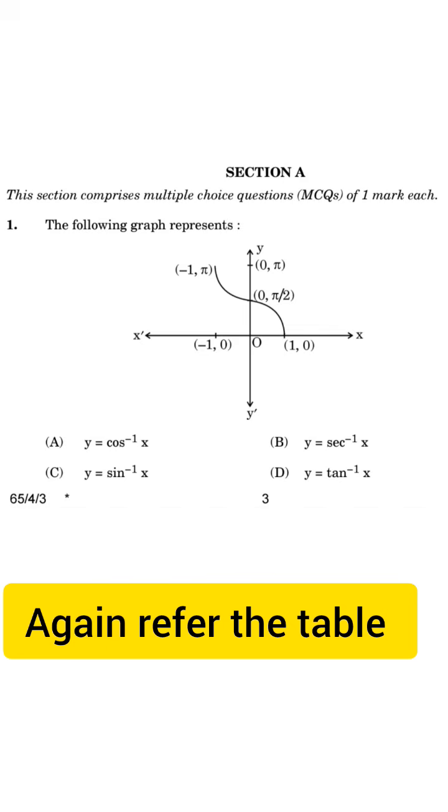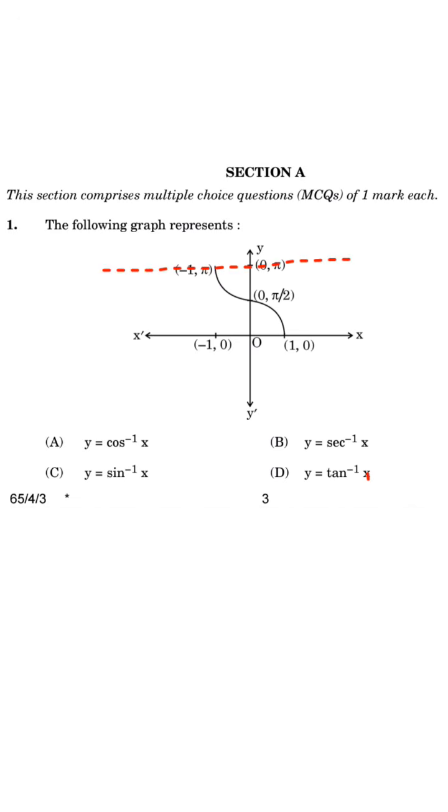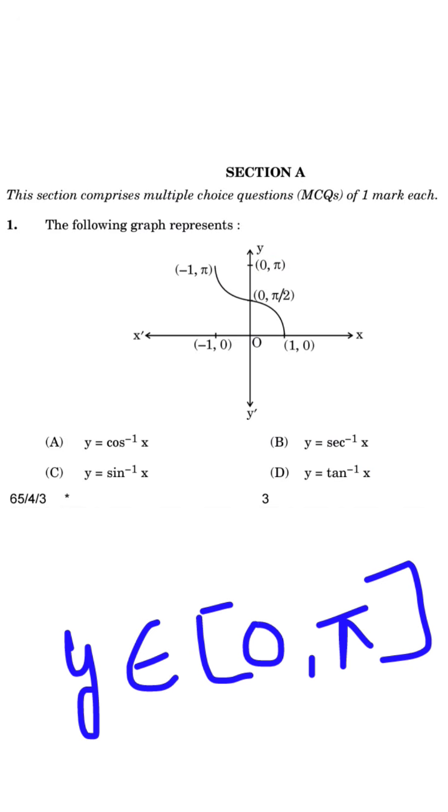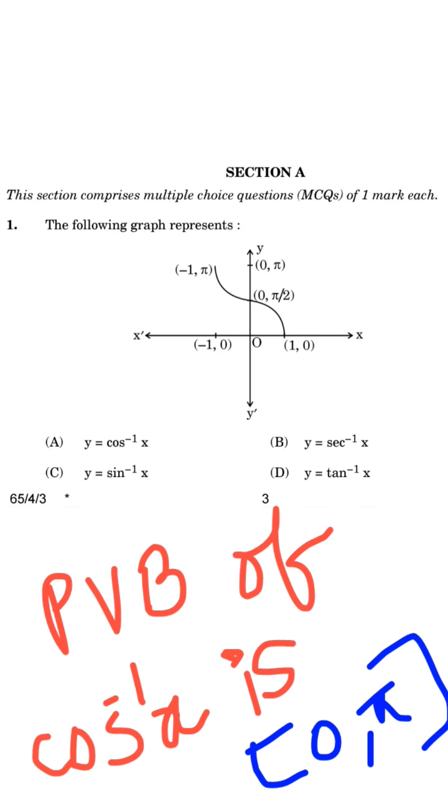Okay, in this question you have to find which graph is this. Okay, so as you can see the graph runs from 0 to pi, the close interval 0 to pi. So for this the principal value branch is for cos inverse x, so correct option is A, cos inverse x.